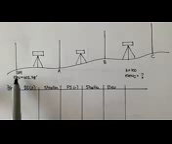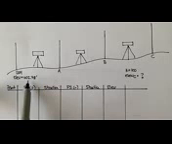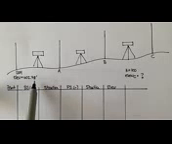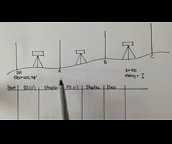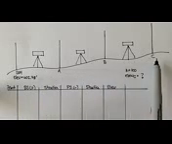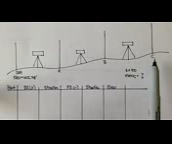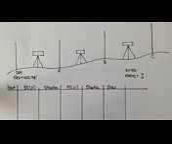Remember, benchmarks are places where we know the elevation. And the elevation of this benchmark is 602.78 feet. Okay? And the question is asking, using points A and B, what is the elevation of point C? What's the elevation of point C?